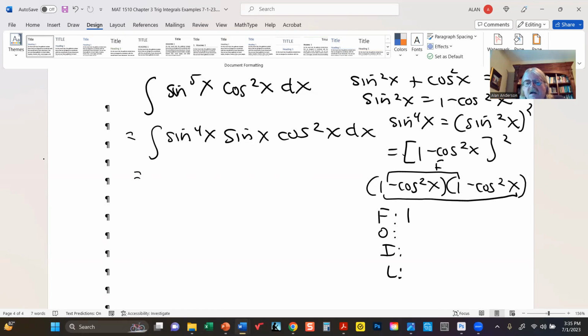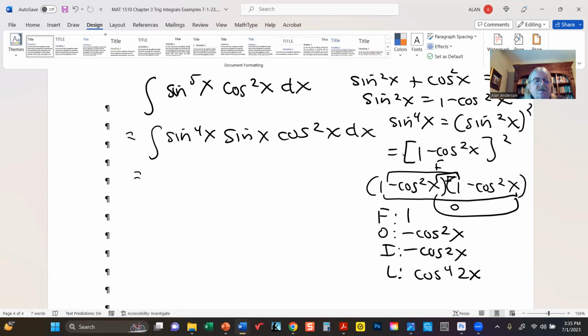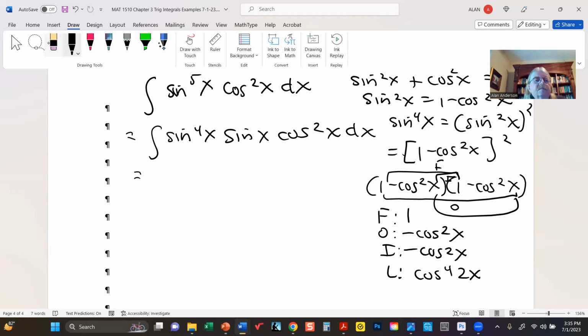F is 1 times 1. O is 1 times negative cosine squared x. I is these 2, which is negative cosine squared x again. And then these 2 are last. So I'll have positive cosine to the 4th of x. Oh, sorry, not 2x, just plain x. All right, so what does that give us?